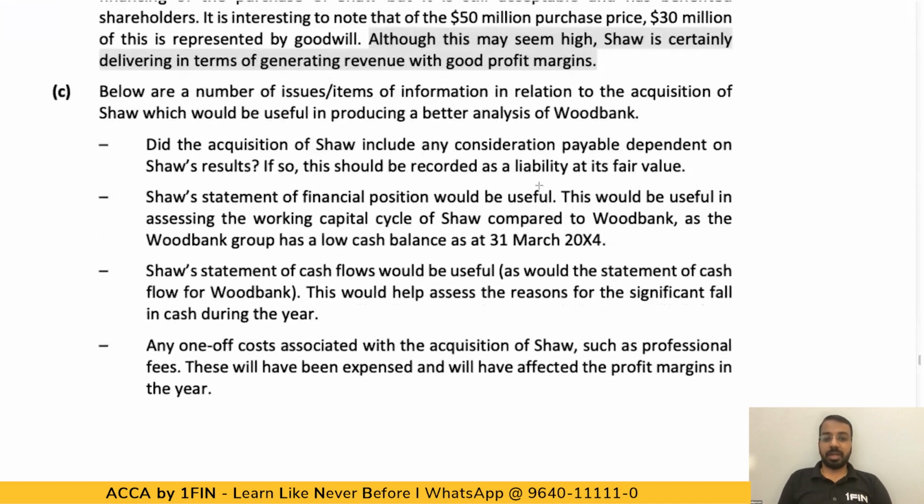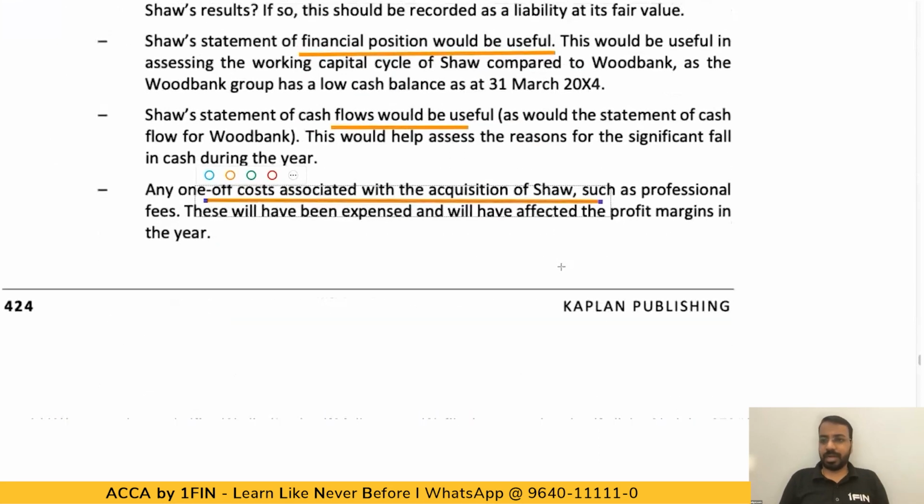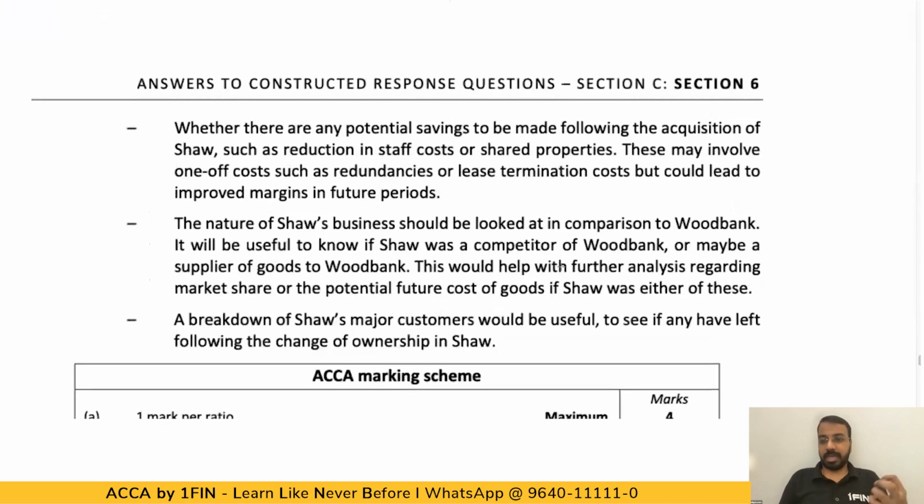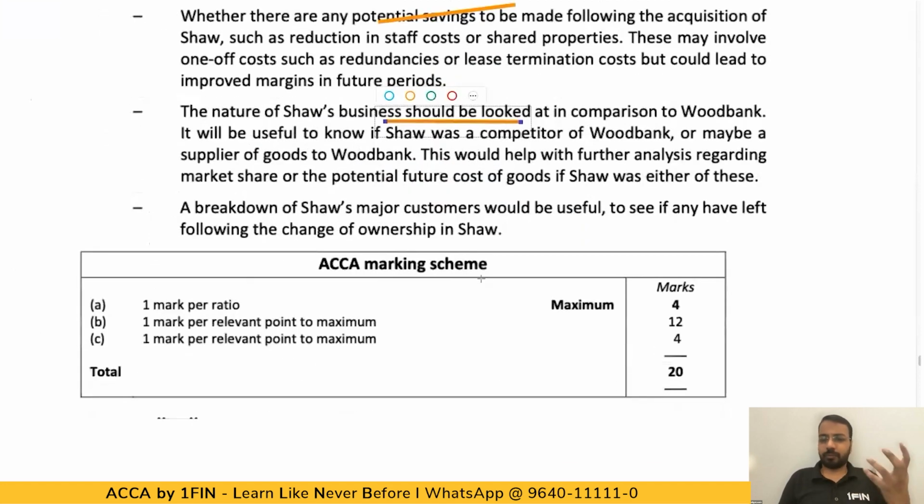Then additional information. Shaw's statement of financial position. We don't have the financial position, which would help us compare better. A statement of cash flow would help us compare better. If there are any one-off costs associated with the acquisition, we also need to consider that. Is there any contingent consideration? That part you can maybe ignore as well. So some consideration for taking into account what happened because of Shaw's acquisition. Then any potential savings. What is the nature of business, and what kind of customers? Some 4 or 5 points you can do.